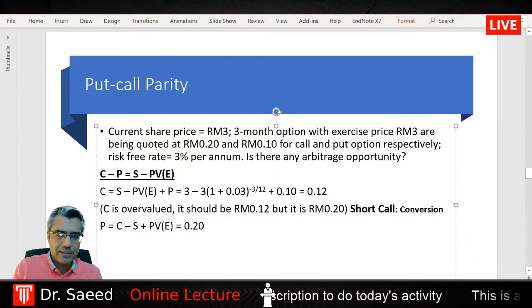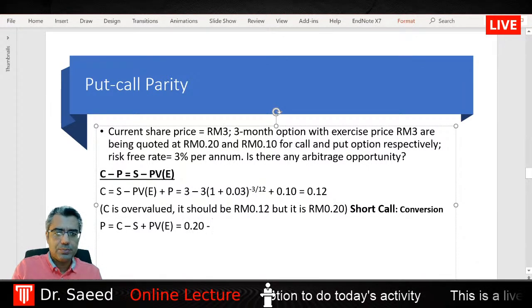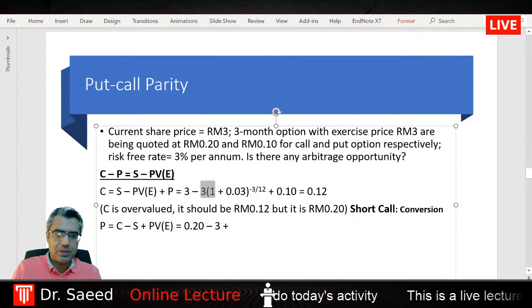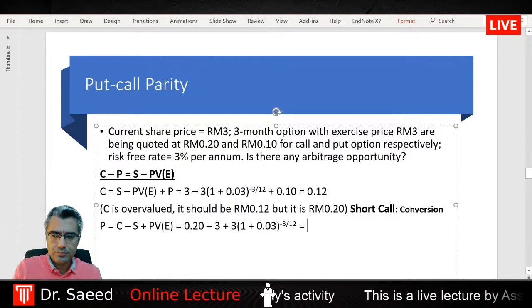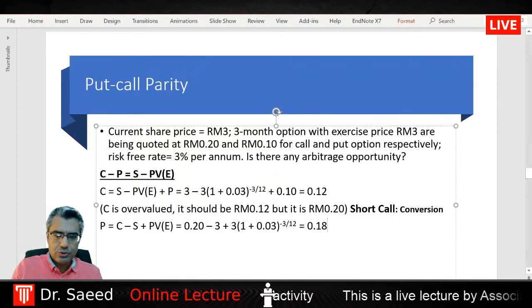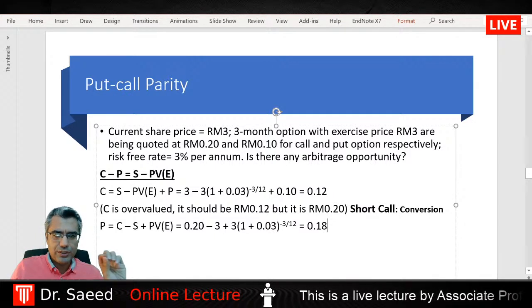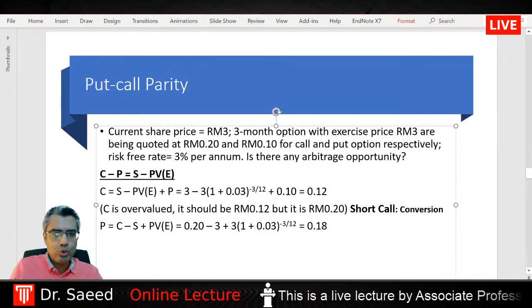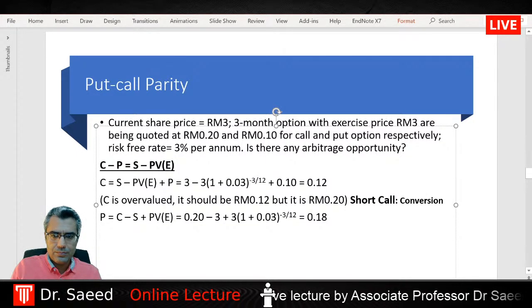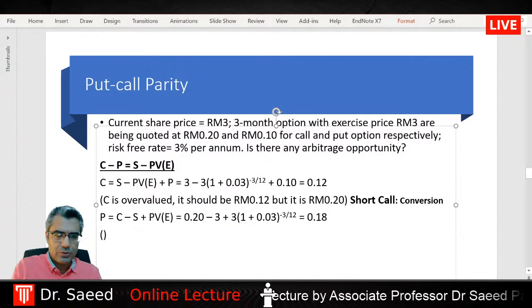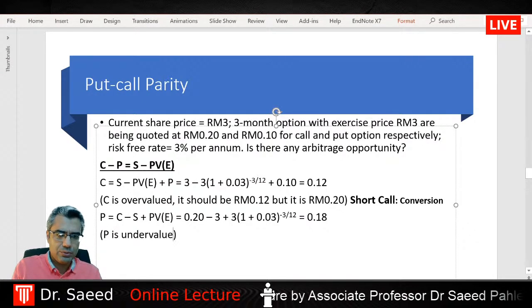So I write 20 cent minus stock price, which is 3 ringgit, plus present value of exercise price. I have it here, just copy paste it here. And you will get 18 cent. So now compare this put price with the market price. Put price should be 18, but actually it is 10 cent. So it's underpriced. Put is undervalued.